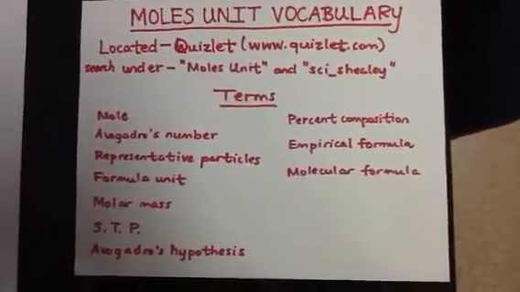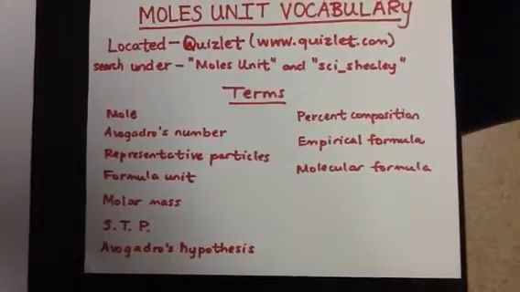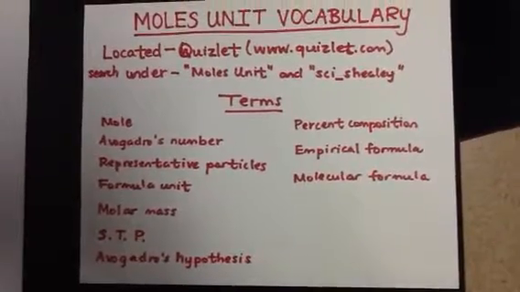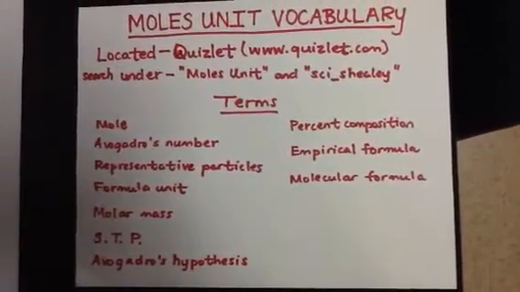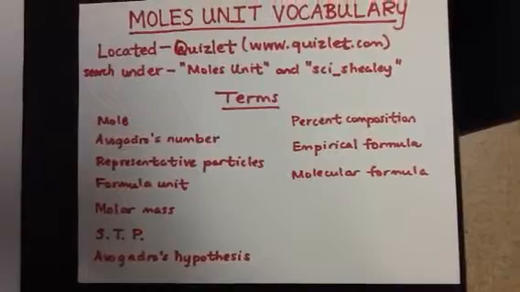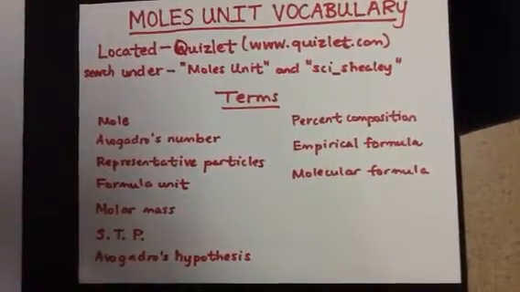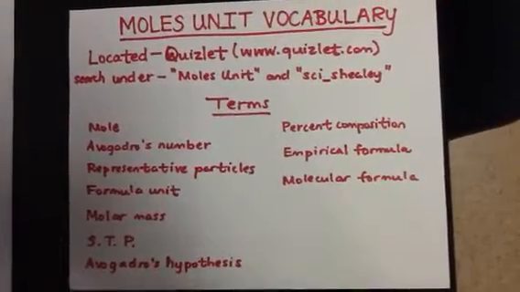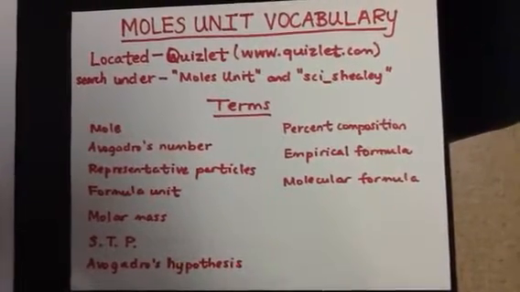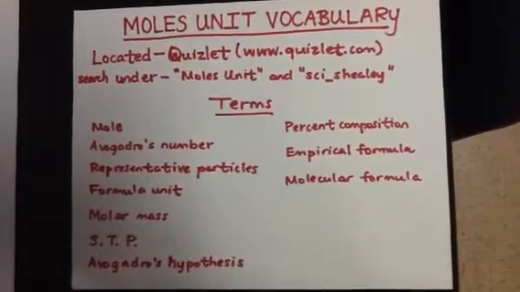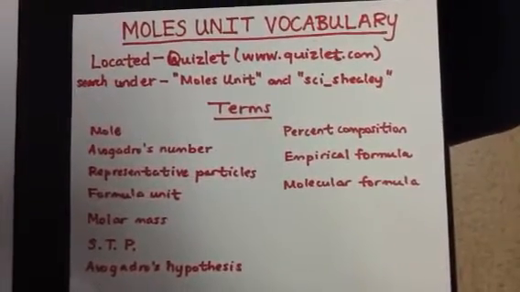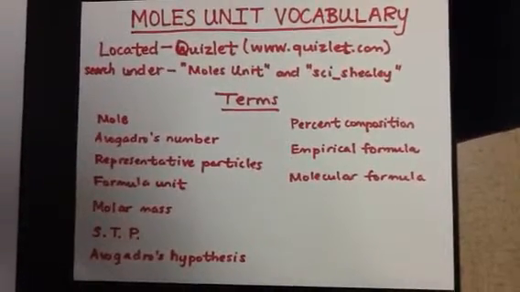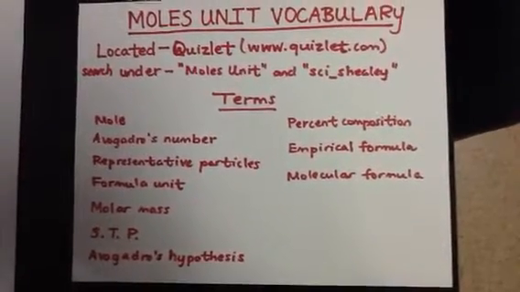Vocabulary terms for this unit are found, as always, on Quizlet. Search under moles unit and Sci_Sheely. The terms for the unit are mole, Avogadro's number, representative particles, formula unit, molar mass, STP, and Avogadro's hypothesis. Those will be the first words focused on in the quiz. After that, which will also come in a separate video, will be percent composition, empirical formula, and molecular formula. So make sure you study your vocab words, which will help give you a better understanding of how to actually solve these problems.